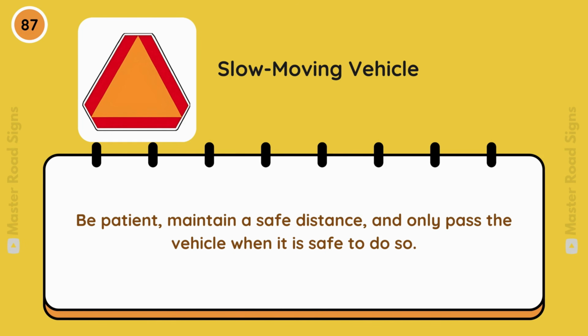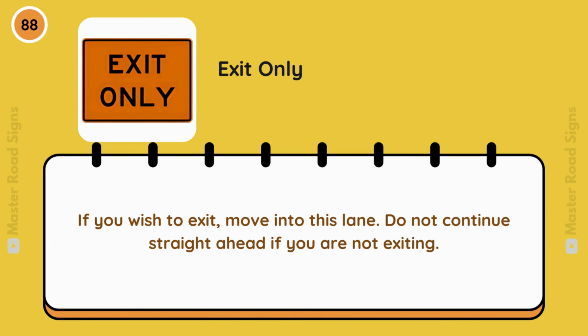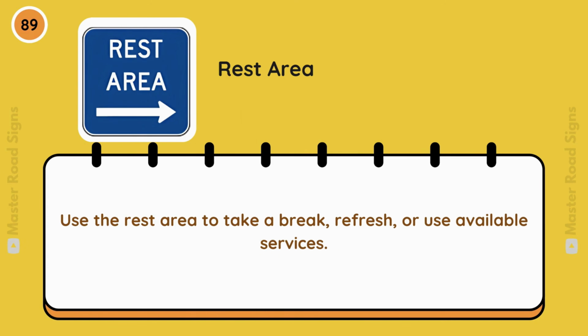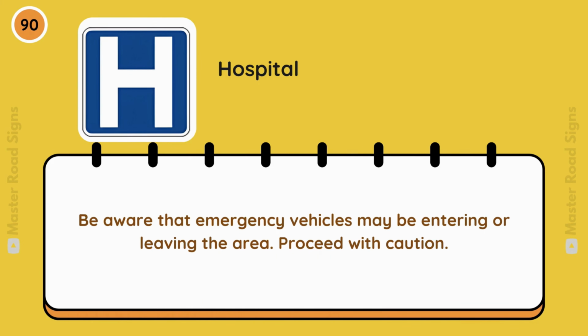Slow-moving vehicle sign. Drivers should be patient, maintain a safe distance, and only pass the vehicle when it is safe to do so. Exit Only sign. Drivers should move into this lane if they wish to exit. Do not continue straight ahead if they are not exiting. Rest area sign. Drivers should use the rest area to take a break, refresh, or use available services. Hospital sign. Drivers should be aware that emergency vehicles may be entering or leaving the area.